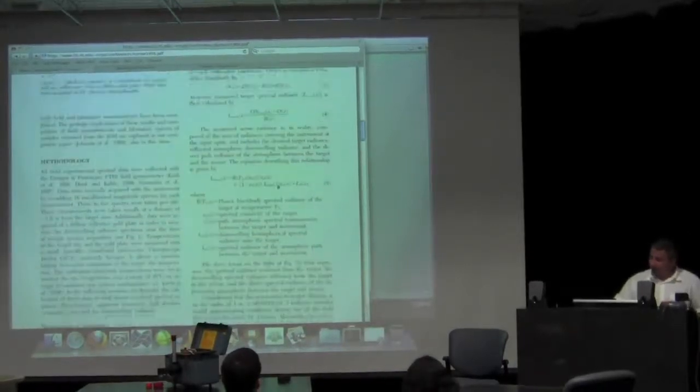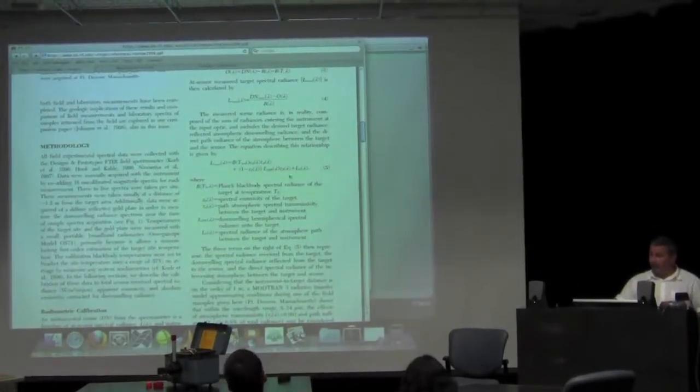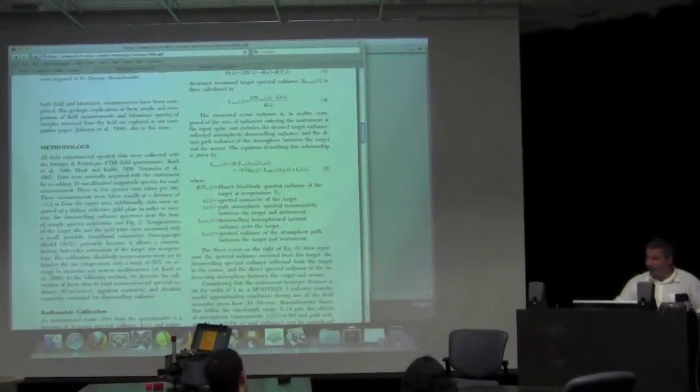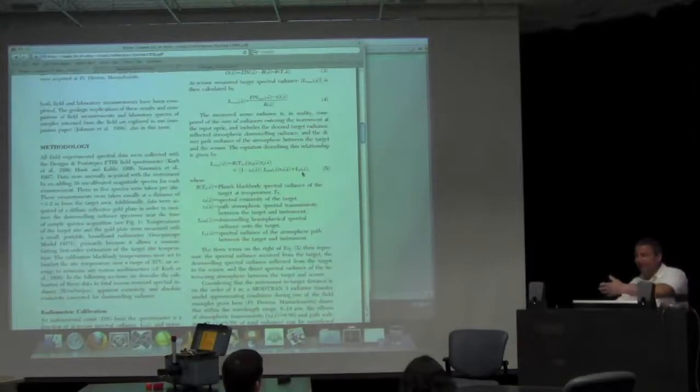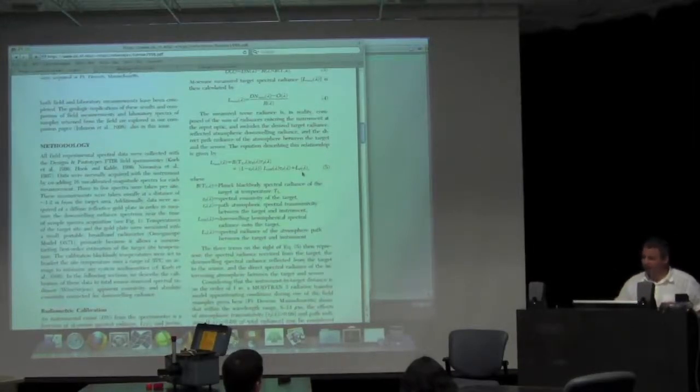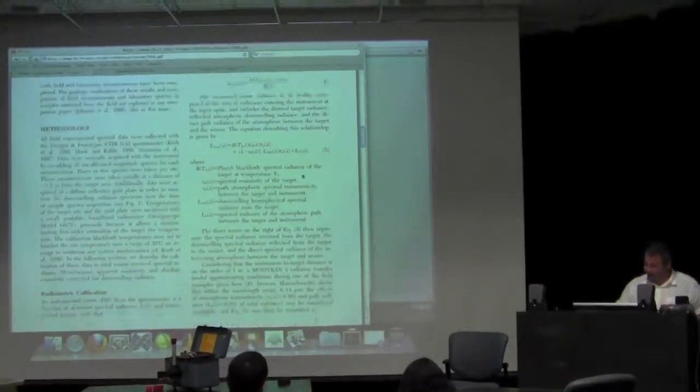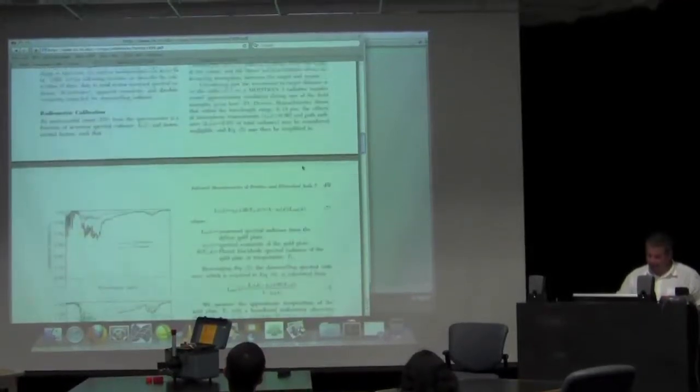Here you go. They present their little form of the big equation: black body times the emissivity times the transmission to the sensor, plus the reflected downwelling times the transmission to the sensor, plus the path radiance. As you read papers, you'll see everybody uses different terminology for these things, but it's all the same physics.